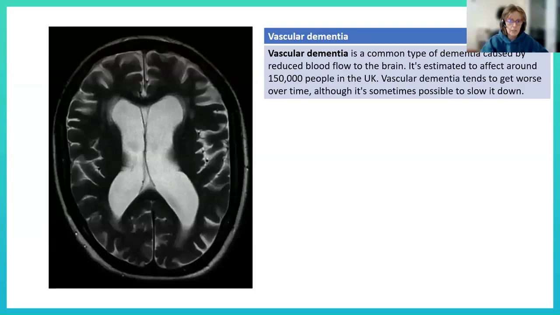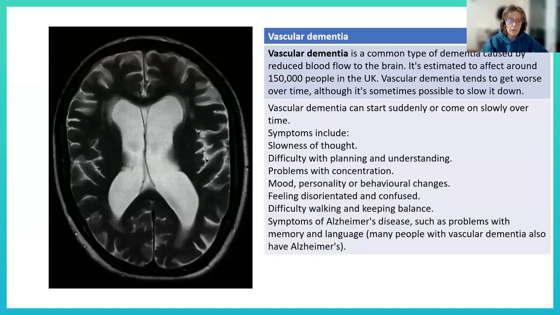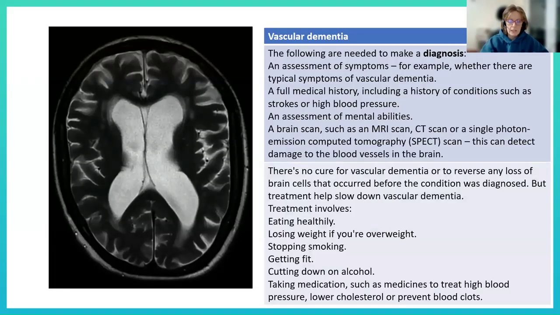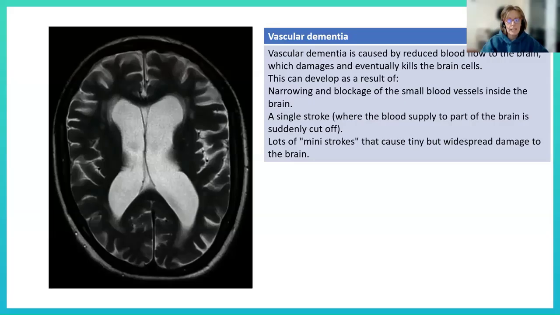Another example, very similar, is vascular dementia. It's another degenerative disease. It affects about 150,000 people in the UK. It gets worse over time, with slowness of thought, difficulty planning, problems concentrating, mood and personality changes. Basically the same symptoms as you get with Alzheimer's disease, but it's a little bit different in the way that it's caused. It tends to be diagnosed with brain scans. There's no cure. Again, you can reduce your risks by eating healthily, losing weight, stopping smoking, exercising, etc.